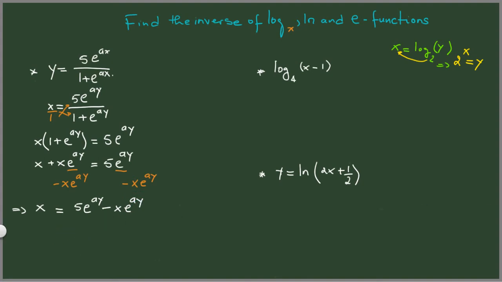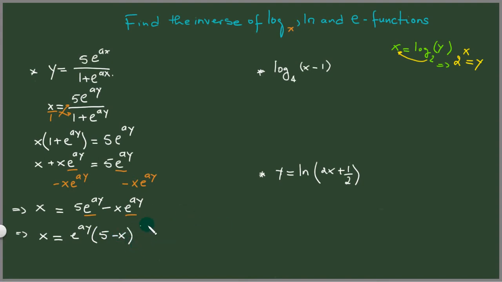Okay, and we can factor the e to the y here, because this is the term they have in common. We can take it like a factor, these two terms here, and that's going to give us x equals e to the y times 5 minus x.